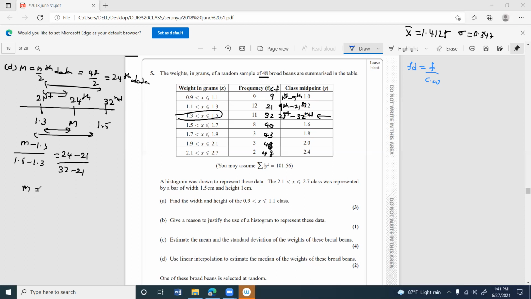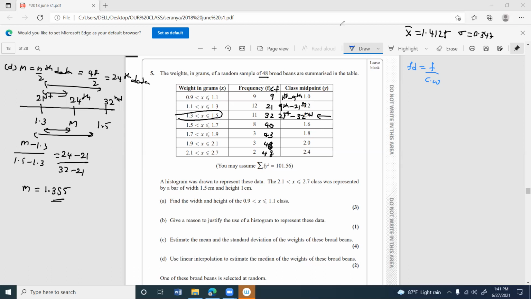So it's done up to 24 minus 21 is 3, divided by 32 minus 21 is 11, into 1.5 minus 1.3, 0.2, plus 1.3 would be the final answer for that. Therefore, the median turns out to be 1.355. That is the answer for the median.